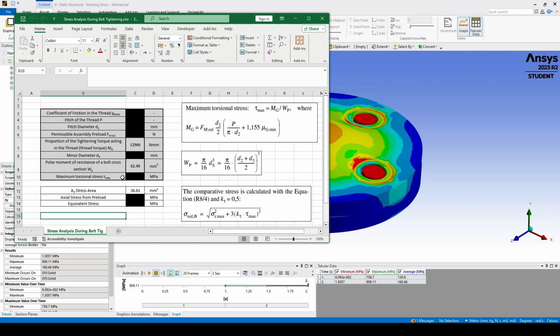In our case, when the preload is known, I will make it visible, which is here. For our M8 bolt with a strength class of 8.8, we have a bolt pretension of about 18.6 kilonewton, or 18,600 newton.